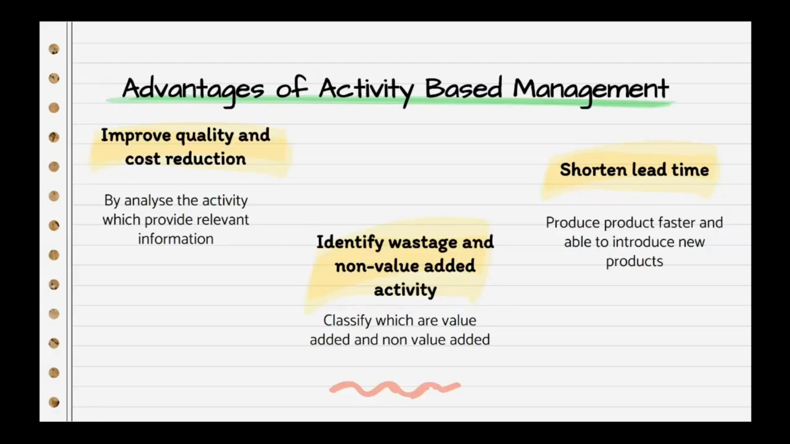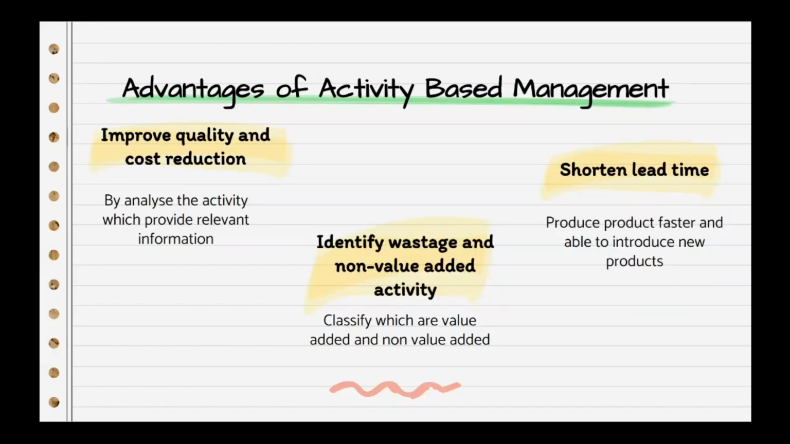The second advantage is that it can identify wastage and non-value added activities. Activity-based management manages to classify each of the activities, whether it is value adding or non-value adding. So value added activities will add value to the product and give benefits from the viewpoint of the customer, whereas non-value added activities are activities that do not give any extra benefit to the customer.